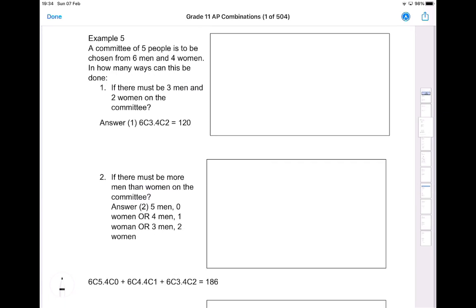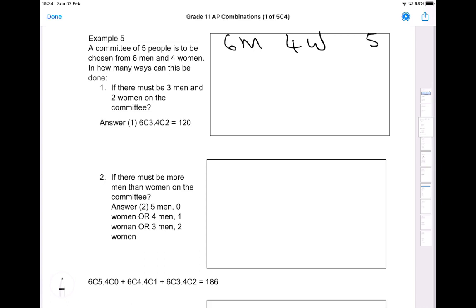Example 5, a committee of 5 people is to be chosen from 6 men and 4 women. So let's take note, we have 6 men and we have 4 women, but we want to choose a committee of 5. We just need 5 people on the committee. Now the question says, in how many ways can this be done?